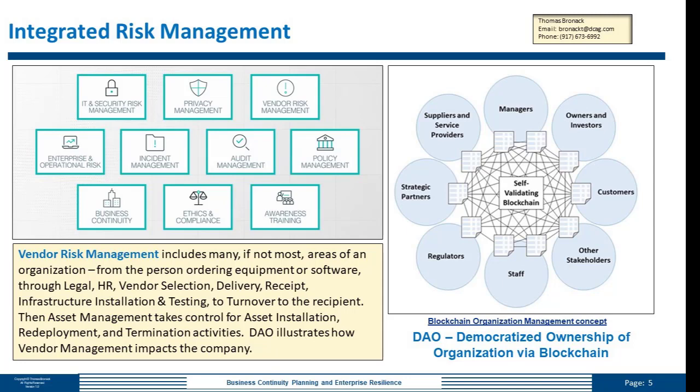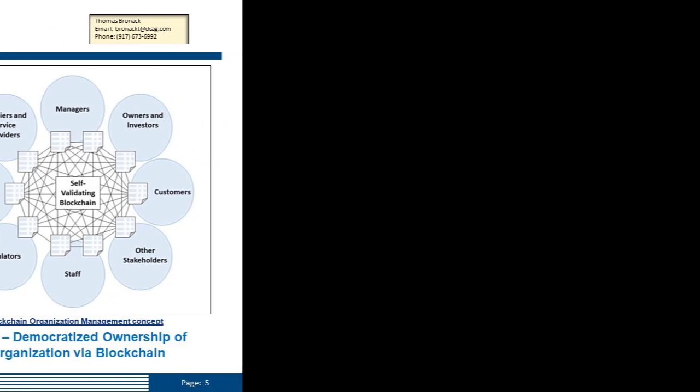Vendor risk management includes many, if not most, areas of an organization, from the person ordering equipment or software, through legal, human resources, vendor selection, delivery, receipt, infrastructure installation, and testing, to turn over to the recipient. Once installed, equipment is the responsibility of asset management, for monitoring and controlling installation, redeployment, and termination activities.